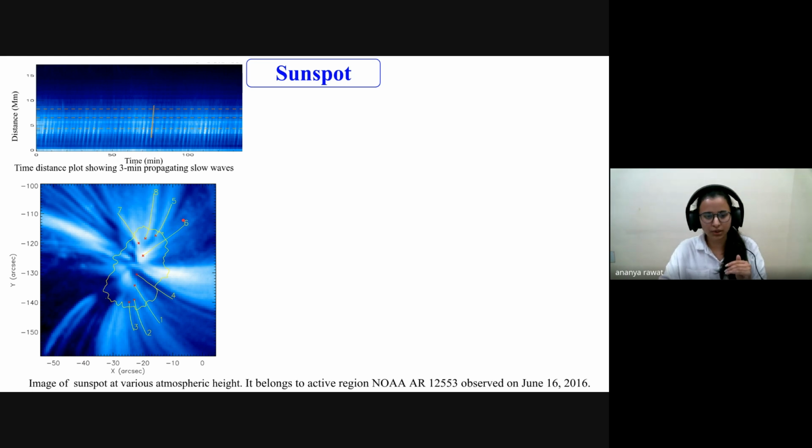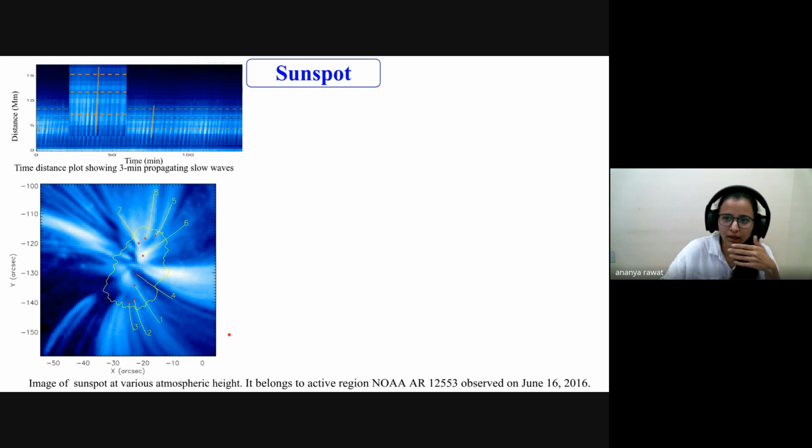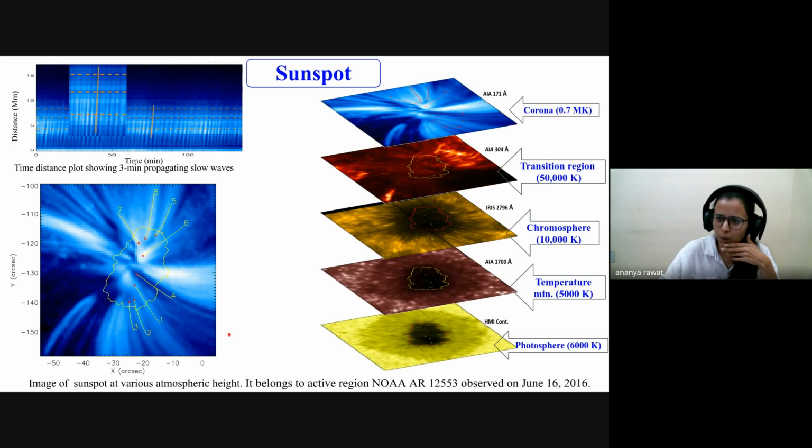When we move to the corona, we can clearly see the loops. But when we move to the lower atmosphere and we want to trace these loops, what we see is that the coronal loops are not visible in the lower atmosphere. So in the corona, the loops are clearly visible, and as we move to the lower height, that is the transition region, the loops are not visible.